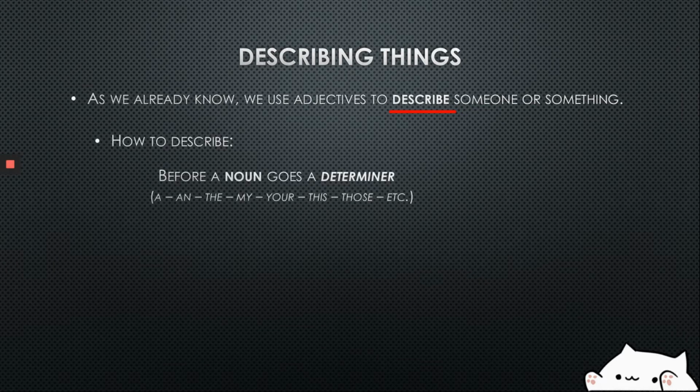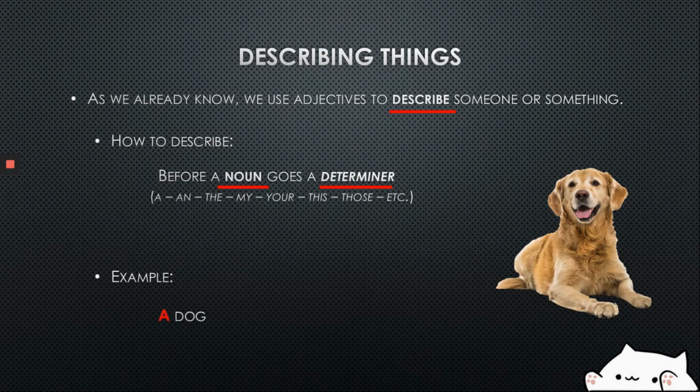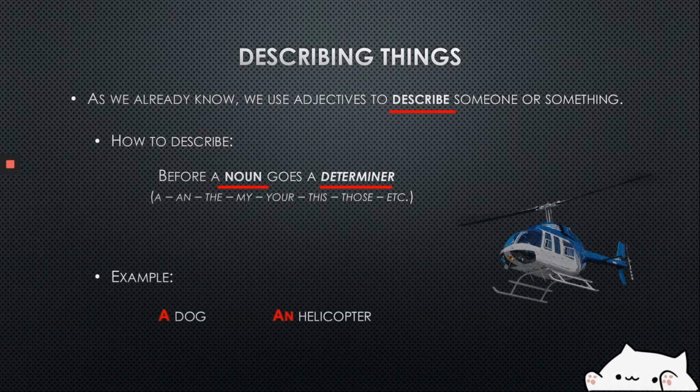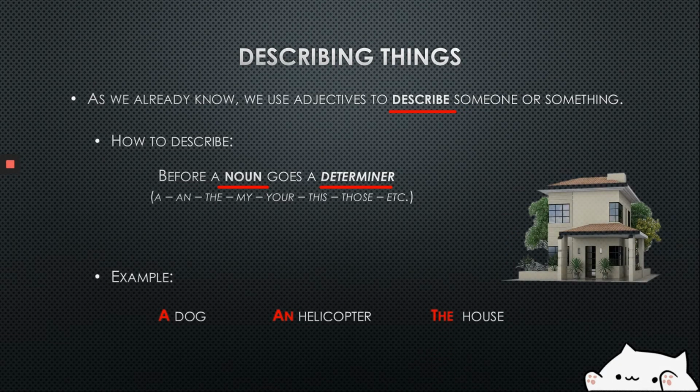Before a noun goes a determiner. Here are some examples of determiners. Using determiners, here we have some examples: a dog, an helicopter, and the house. Those are determiners.